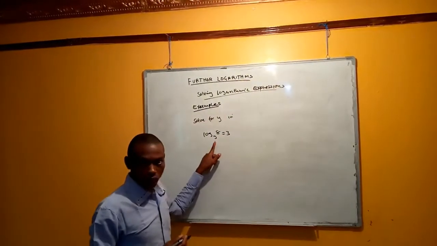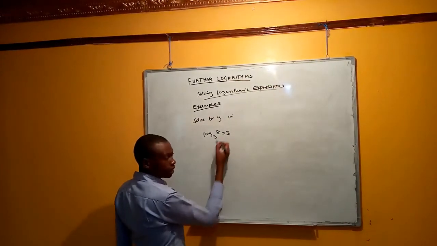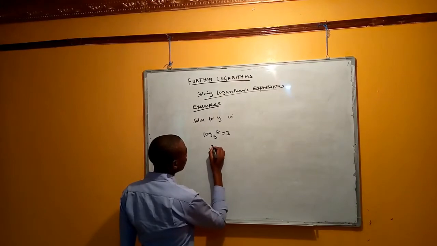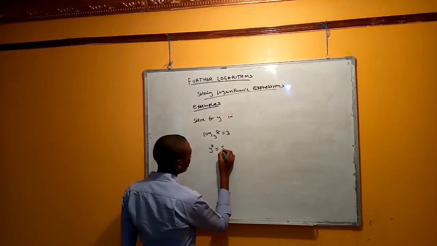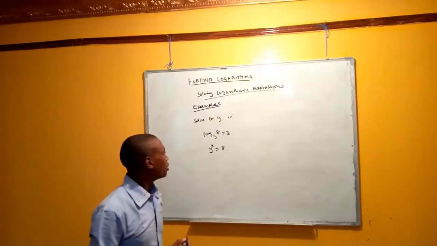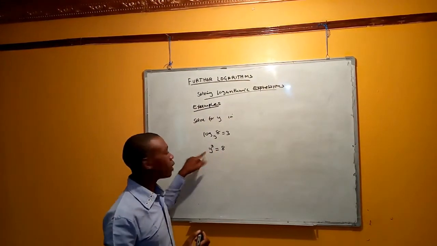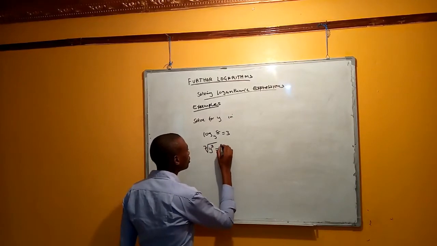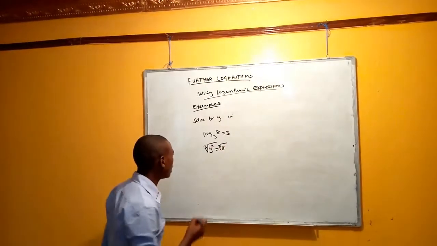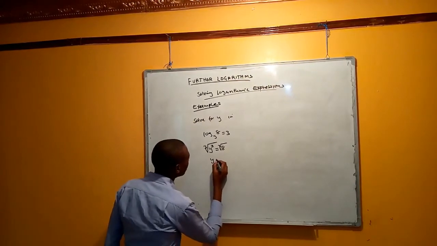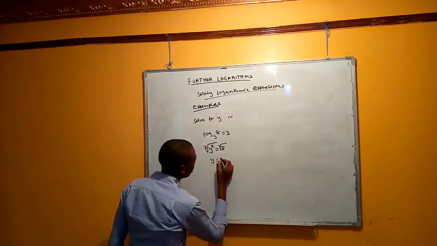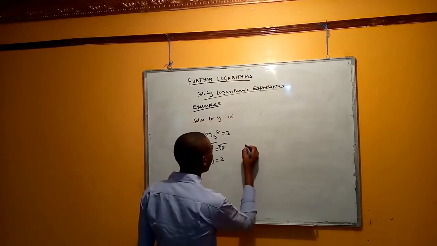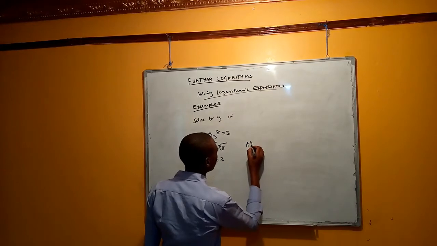So for us to solve this one, we simply need to write this again in index notation. So it will be y raised to power 3 is equivalent to 8. Now, for us to get the value of y, we can simply get the cube root on each side. This is the same as saying y is equal to 2.